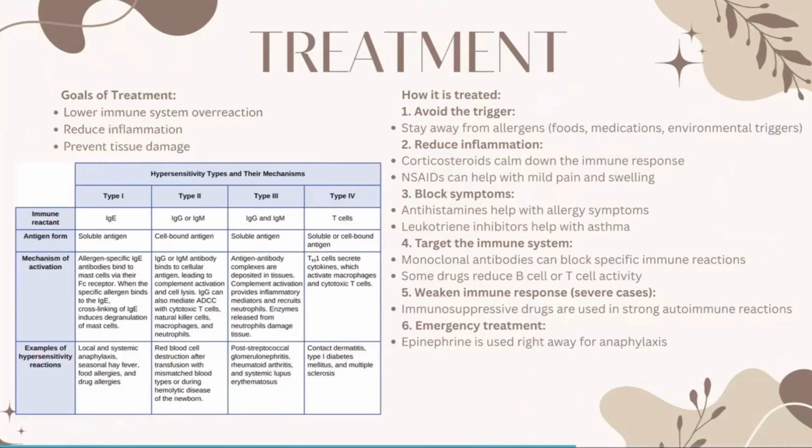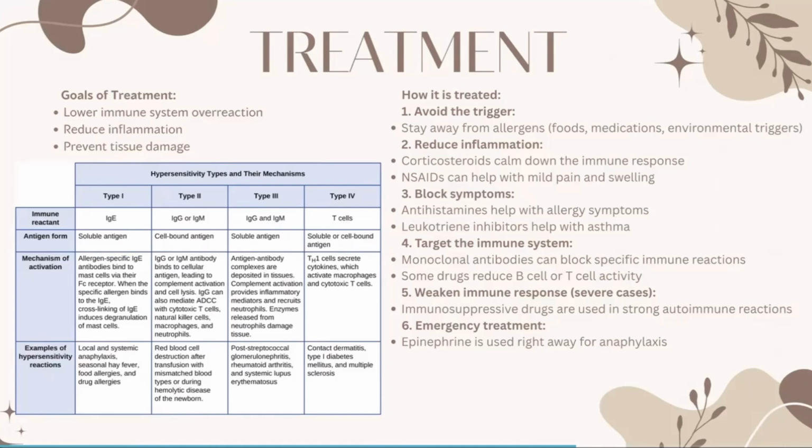Now I will talk about how hypersensitivity reactions are treated. The main goal is to reduce the immune response, control inflammation, and prevent damage to tissues. The first step is usually avoiding the trigger, such as certain foods, medications, or allergens. To reduce inflammation, corticosteroids are commonly used because they calm down the immune system. For mild symptoms, NSAIDs can also help with pain and swelling. For allergies, antihistamines are used to block histamine, and leukotriene inhibitors are helpful in asthma.